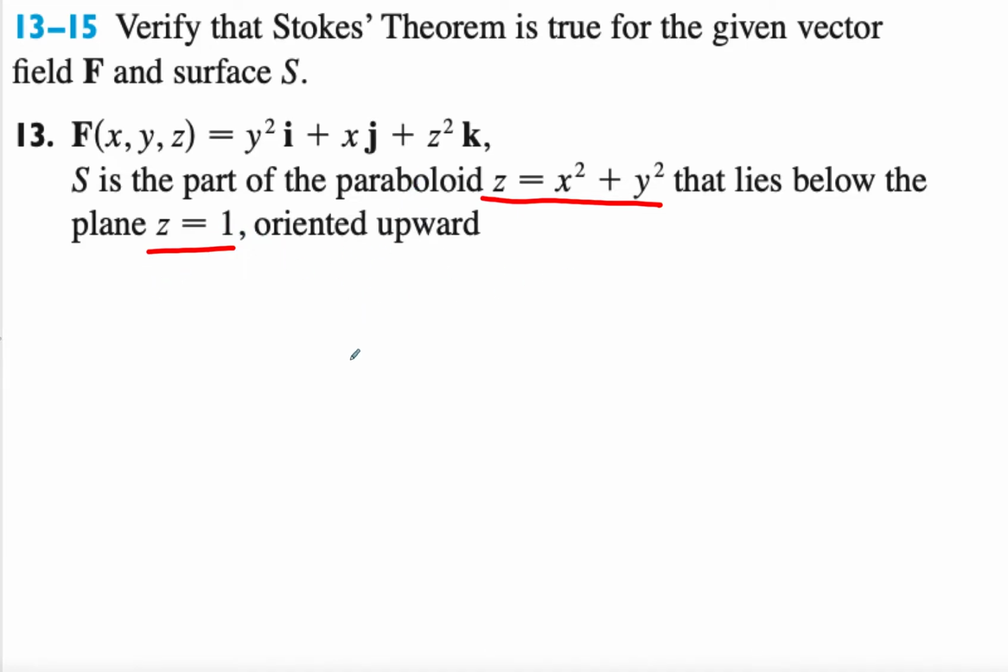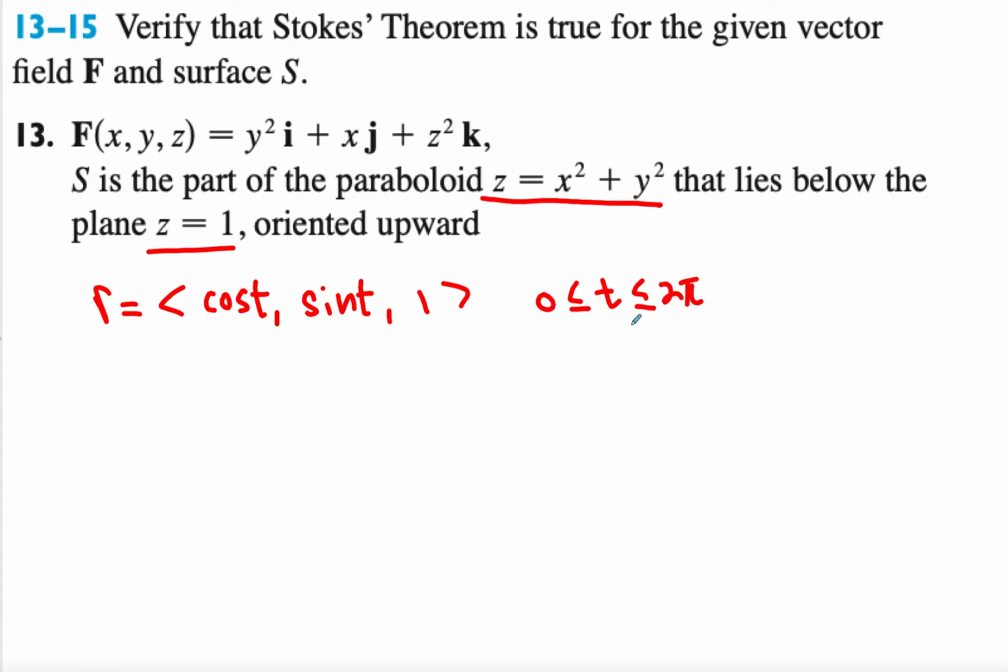Since it's oriented upwards, r will be a typical parametrization: x equals cosine t, y equals sine t, and z is equal to 1, where t goes from 0 through 2 pi. Now, what we need to figure out is r prime. r prime becomes negative sine t, cosine t, and 0.